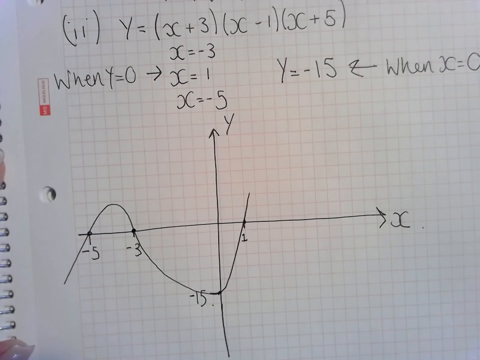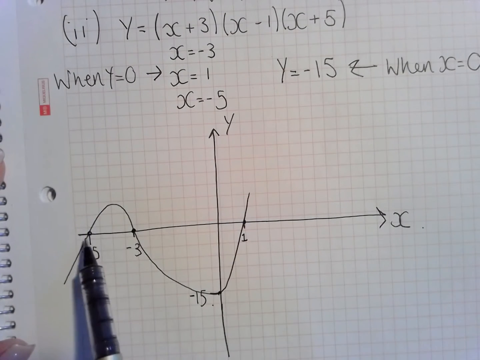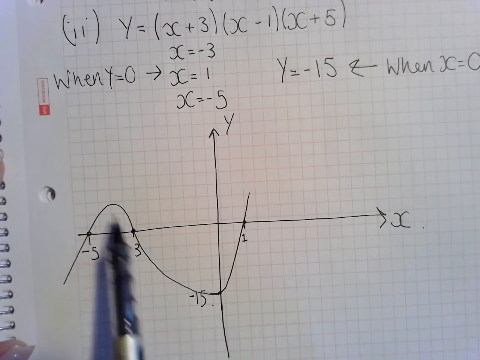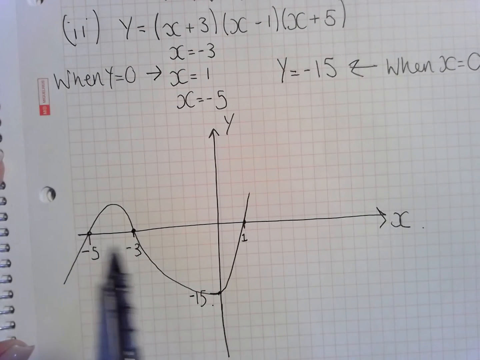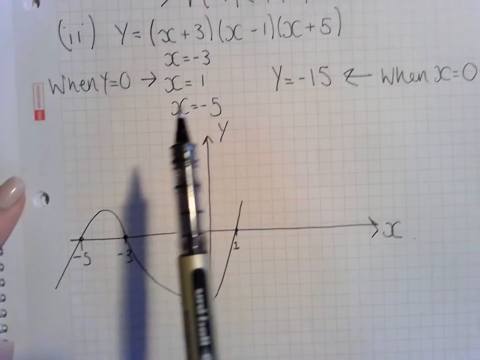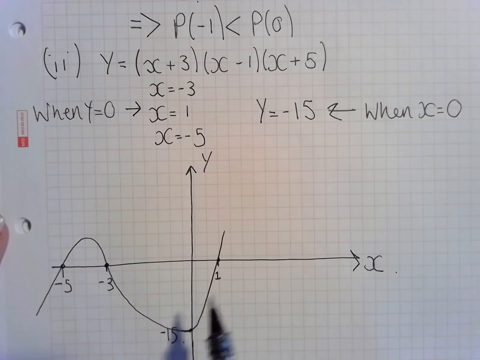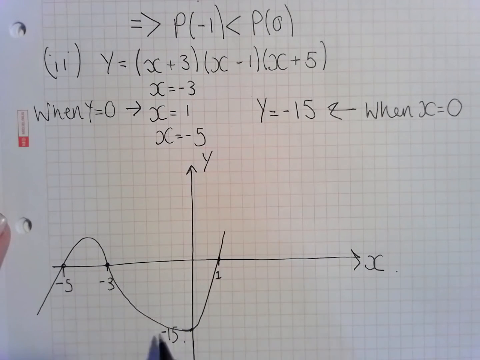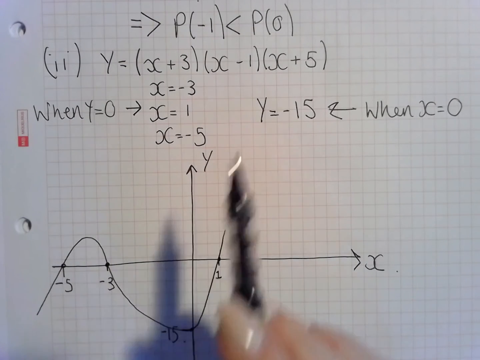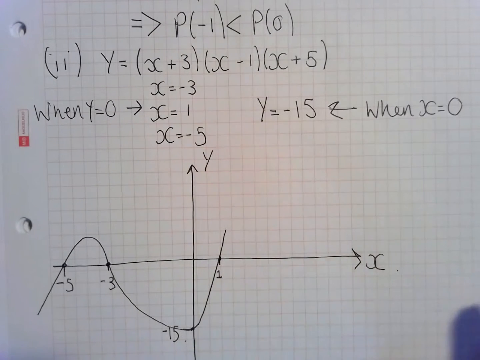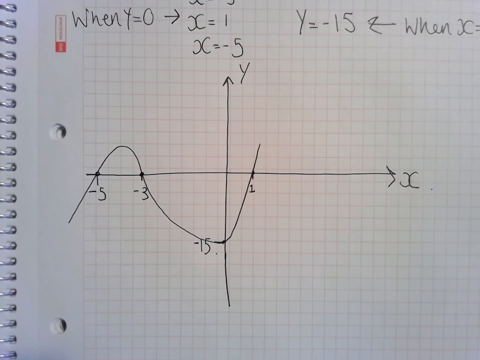You can check that the graph is positive here by plugging one of these values of x into the polynomial if you've got a bit of time left over, and you can check that the y value is negative here by subbing one of these x values into the polynomial. But that's the answer that the mark scheme is looking for.